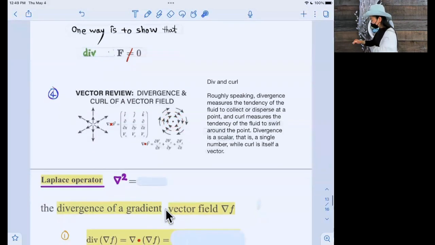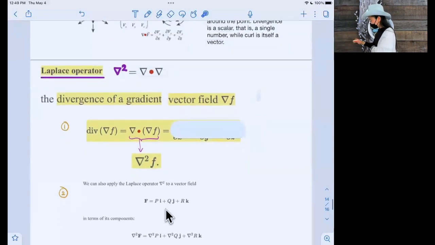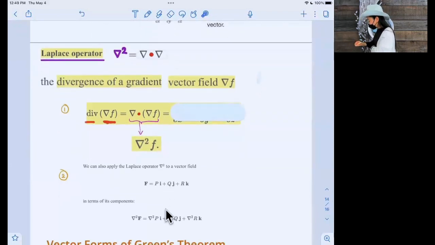Okay, all right, and then the Laplace operator. So this is del squared. How is it defined? Del and del, what's the operation between them? Either cross or dot. Cross or dot. Huh? This one. Dot. Yeah. It is del dotted with del. Okay. The divergence of the gradient vector field. Okay. So the divergence of the gradient is del dotted with this gradient.